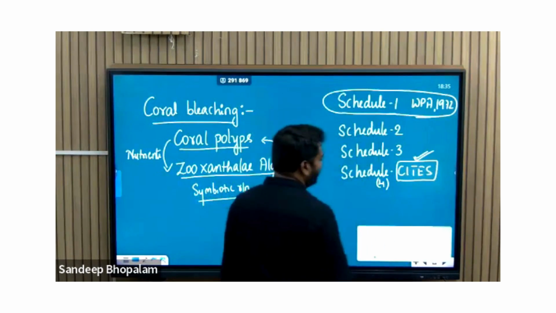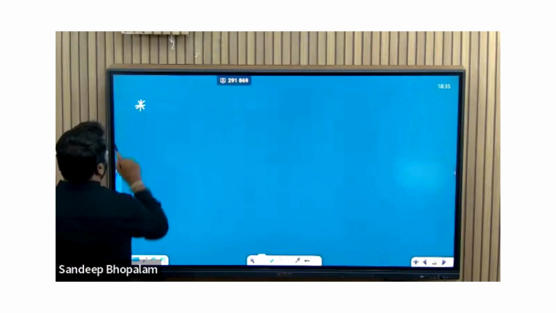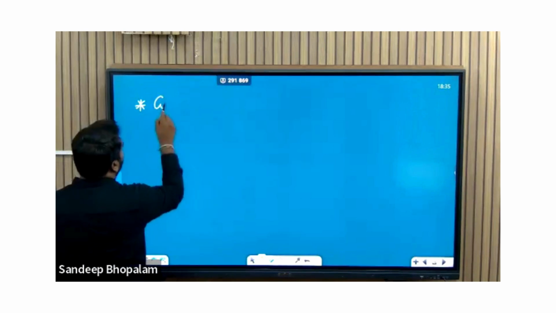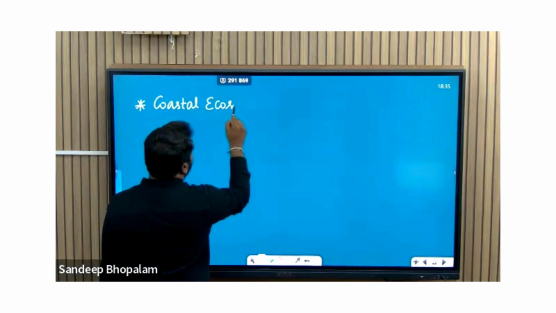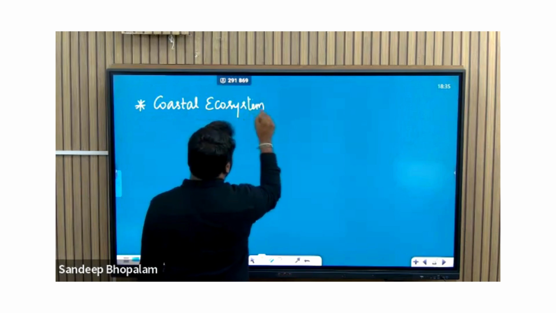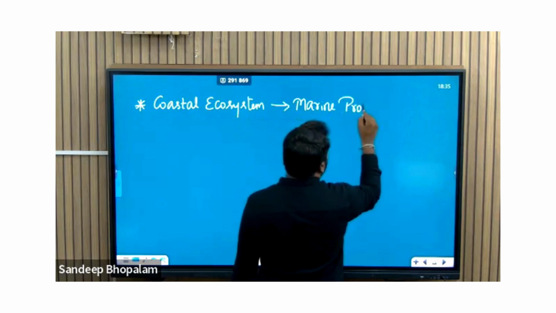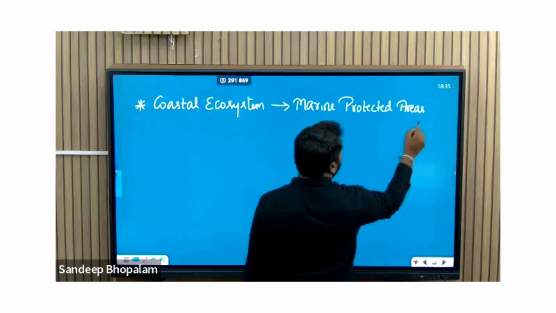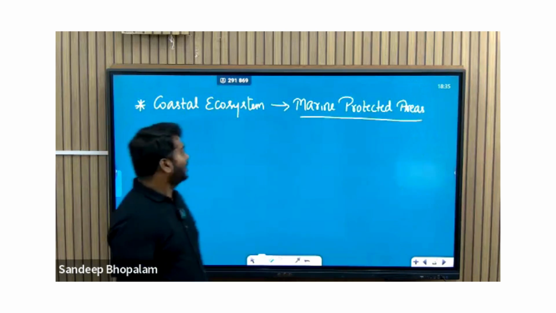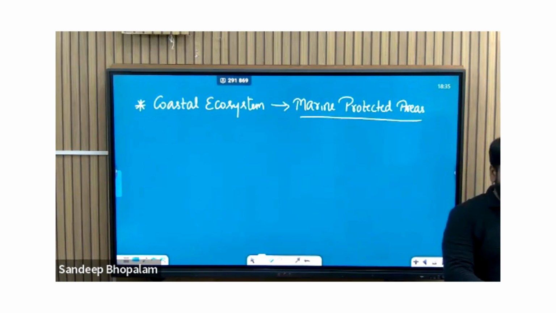Second important thing I want you to know about it is, as it is in the oceans, the coastal ecosystem, whenever they are in the ocean, we have separate things for it, called marine protected areas. So India is protecting them under marine protected areas as well. Marine protected areas also look into these issues.